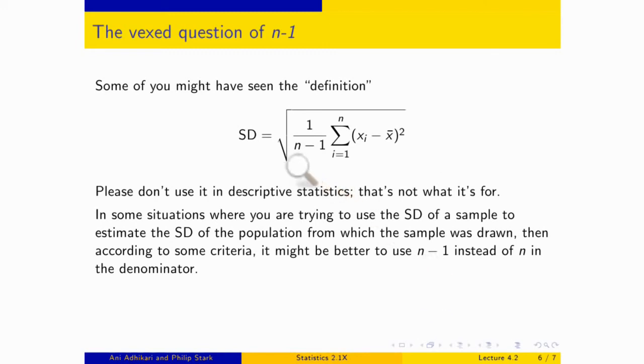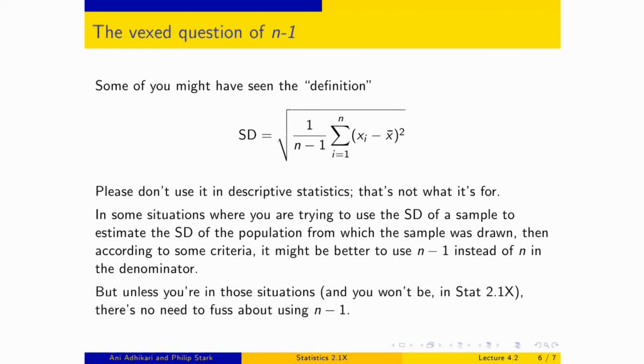So it is only in this complex situation that you actually need this, and this applies. When not in that situation, you're not going to be in Stat 2.1x. Join me in 2.3x and we will see where it applies. But right now we should not be fussing about using n minus 1. It does not apply. We will take the ordinary root mean, with an n in the denominator, squared of the deviations and find the SD.